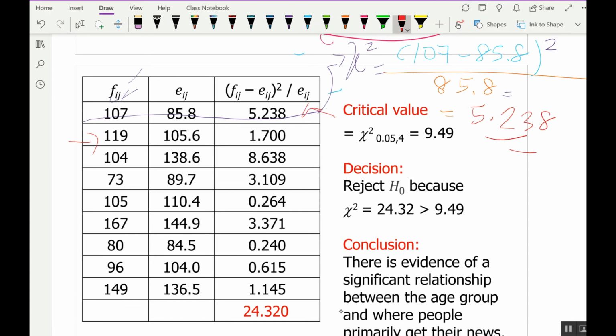Same goes to here. This is 119, so basically you should take 119 minus 105.6 squared, divided by 105.6. So you should be getting 1.700.